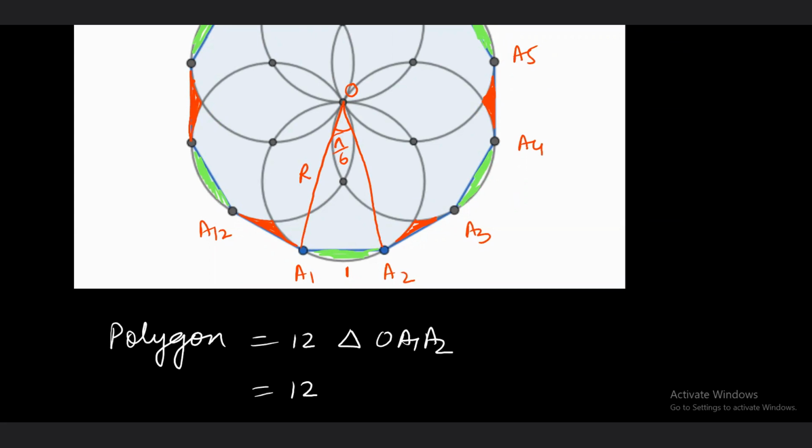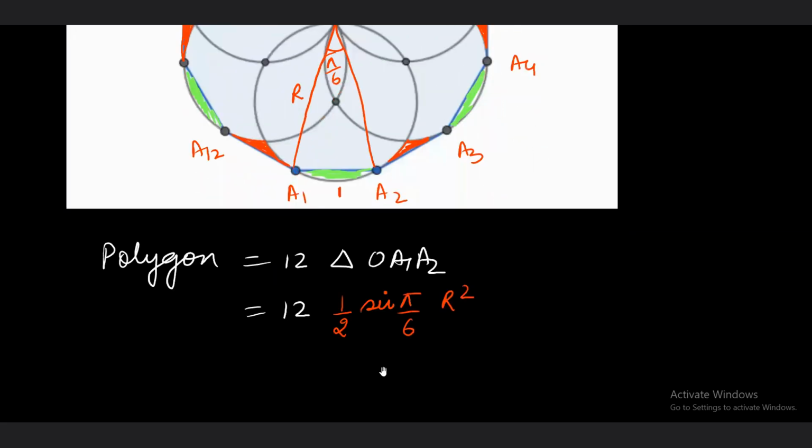I don't know the radius, but it can be calculated. So I'm assuming that R is the radius of the circle circumscribing the regular dodecagon. Okay, so I can say that the area will be 12 multiplied by 1 by 2 R square sine pi by 6. So I have written R square over here. The area of the polygon turns out to be 3 capital R square. Okay, 3 R square is the area of the total regular polygon.